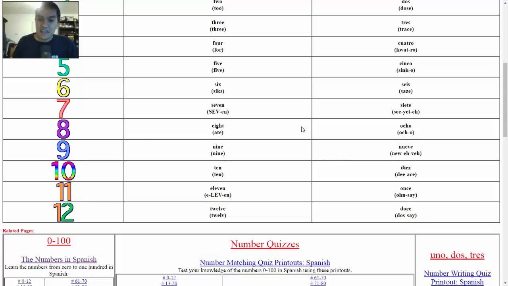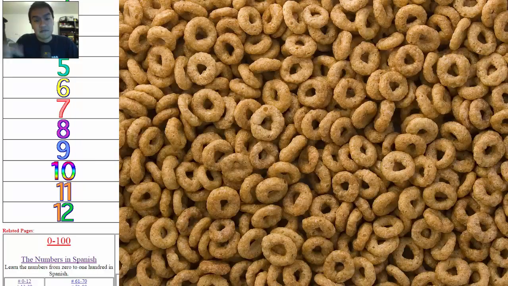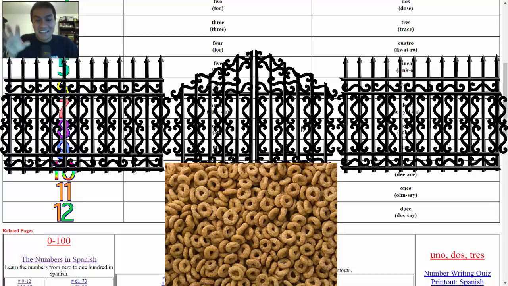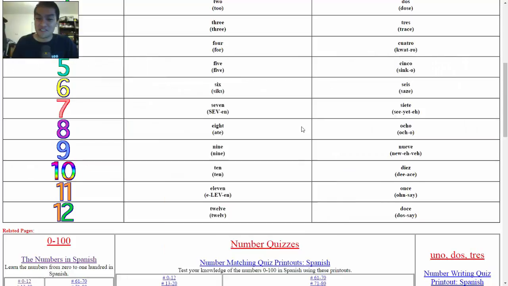Okay, 8. 8 in Spanish is ocho. And so what I'm thinking is I'm thinking of Cheerios, choke. And so 8 is a gate, and so I picture this gate eating Cheerios, and then maybe he's eating them too fast and he starts choking, so I'll go give him the Heimlich. I'm giving a gate the Heimlich maneuver. And so that's what I picture for 8.